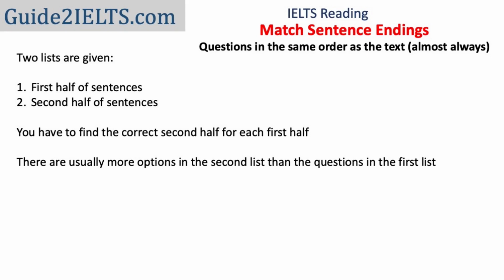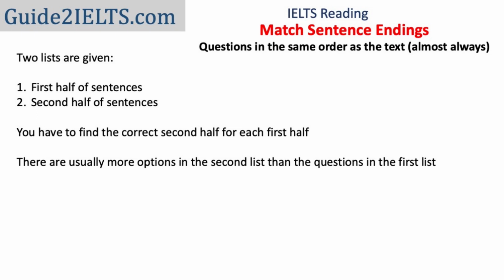In match sentence ending questions, you have a list which has the first part of several sentences, and then you have another list which has the second part of sentences, or the endings of sentences. And you have to find the correct ending for the first part of the sentences that you're given. The answers of this question type are typically in the same order as the information in the passage, although in some rare cases they may be slightly out of order, but that's very rare.